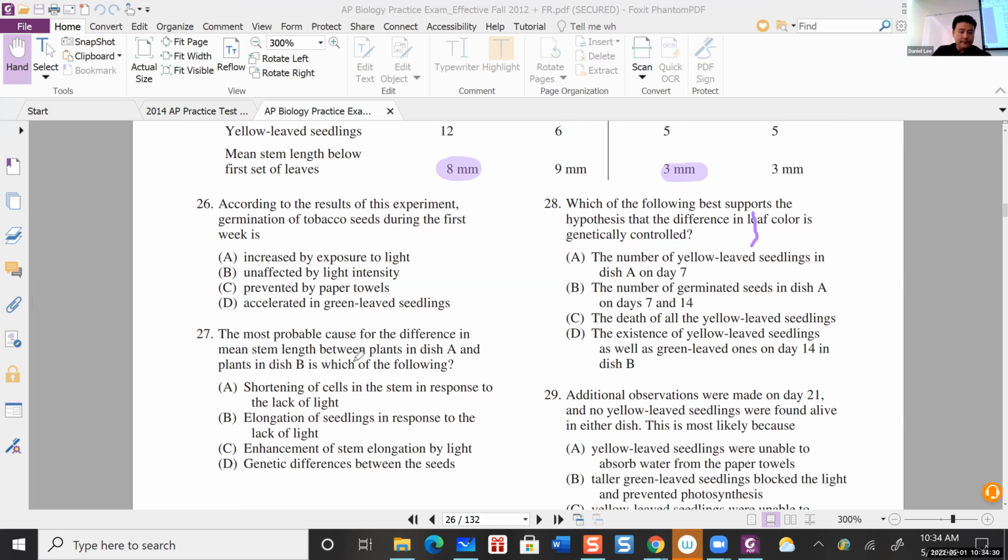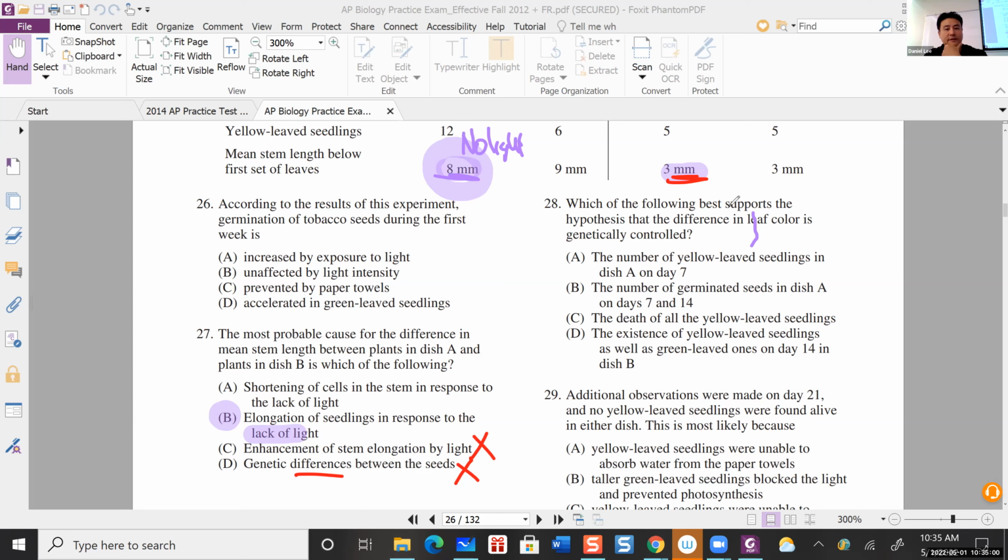Shortening of the cell in response to the lack of light? Nope. So it'd be B, right? Elongation of the ceiling in response to lack of light, right? So these are longer because there's no light, okay? Dark, no light, they elongate, okay? And enhancement of the elongation by light, then, okay, this is actually shorter. So that just conflicts with the data. Genetic differences, no, they should be the same seeds, right?